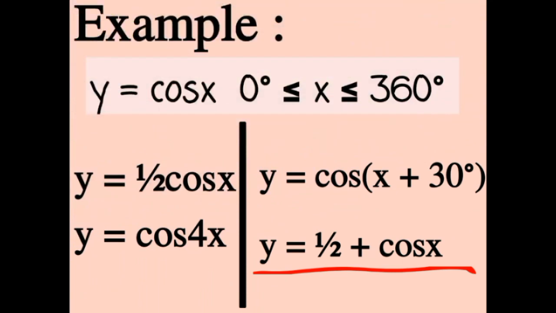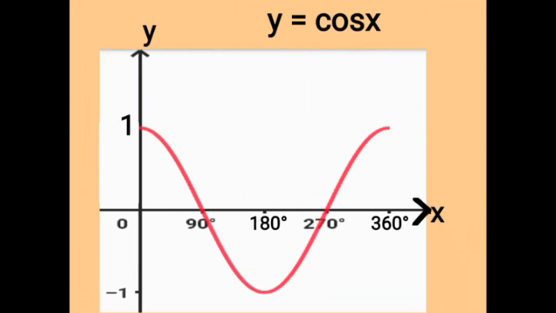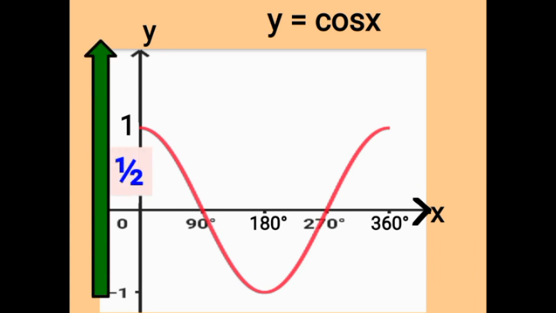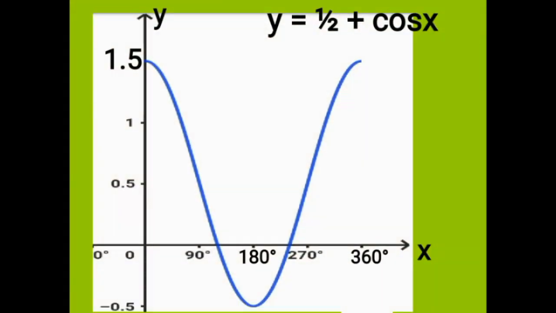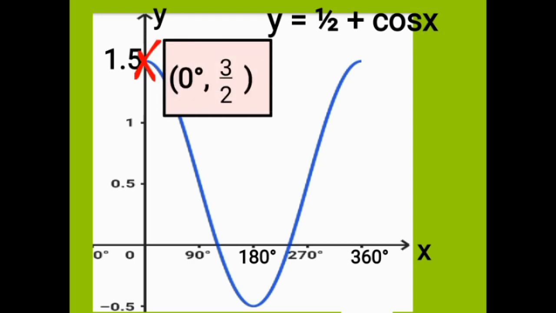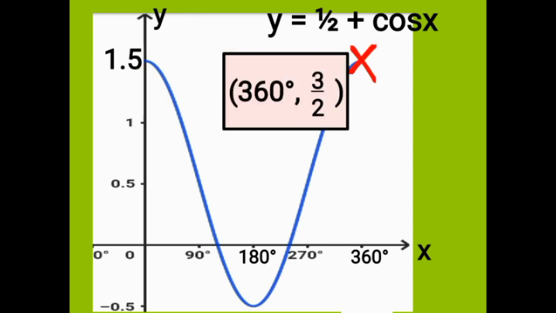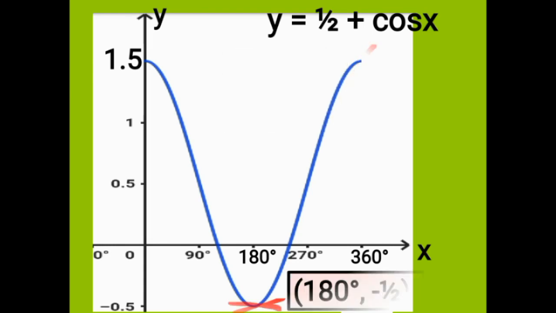This is the translation of the graph y equals cos x by 1/2 unit in the direction of the positive y-axis. So we add 1/2 to all the y coordinates and hence this is the graph of y equals 1/2 plus cos x. The graph now has 2 maximum points at 0 degrees, 3/2 and at 360 degrees, 3/2, and a minimum point at 180 degrees, minus 1/2.